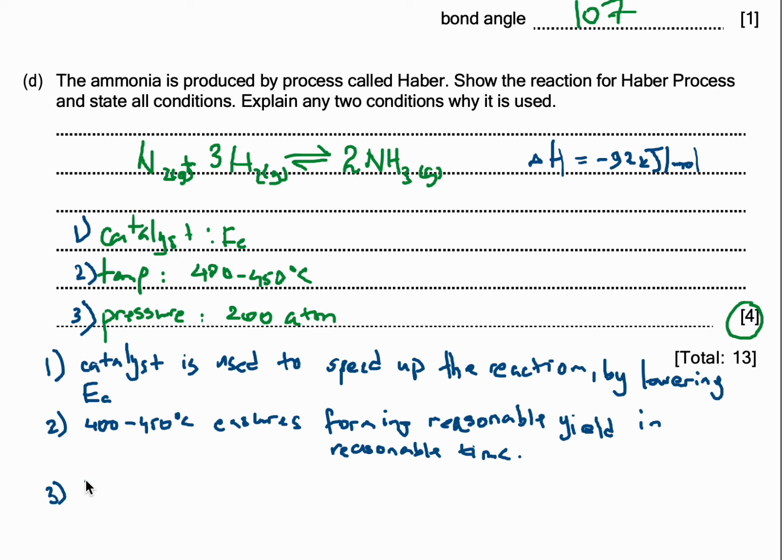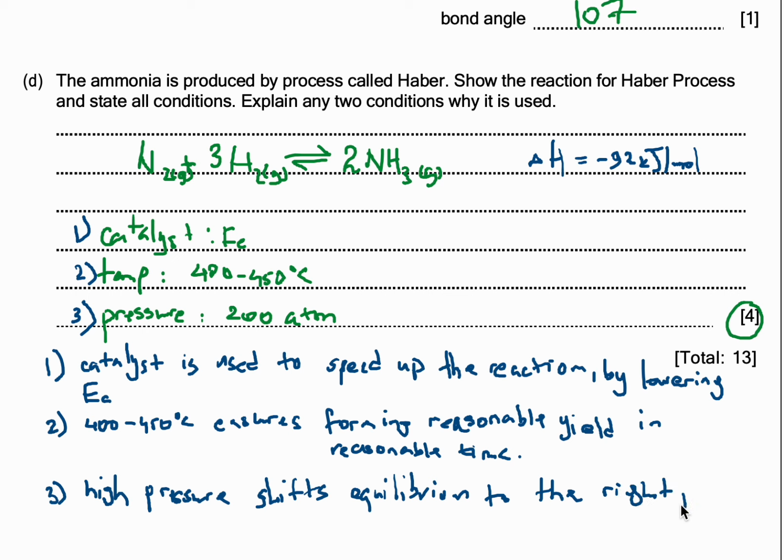Pressure, so higher pressure shifts the equilibrium to the right, or product side, to the right, increasing the yield of the reaction, so increasing the production of ammonia. So this was the first question.